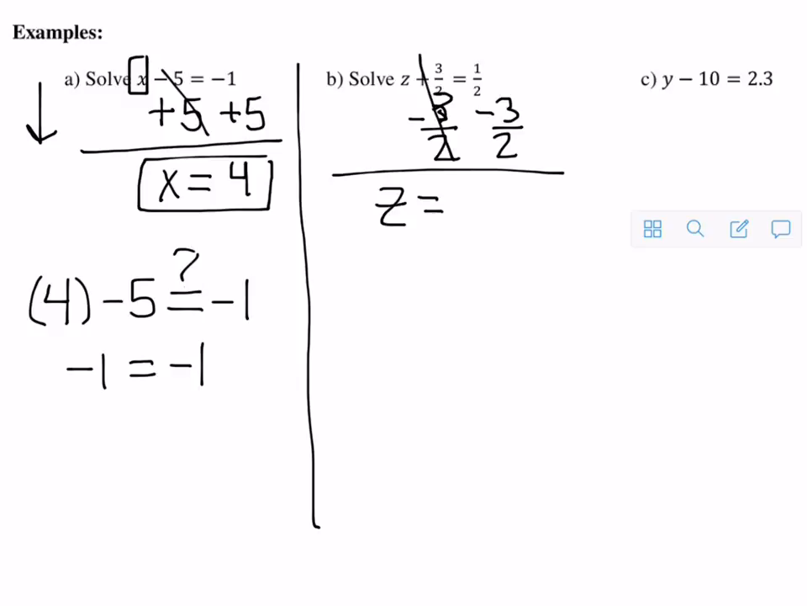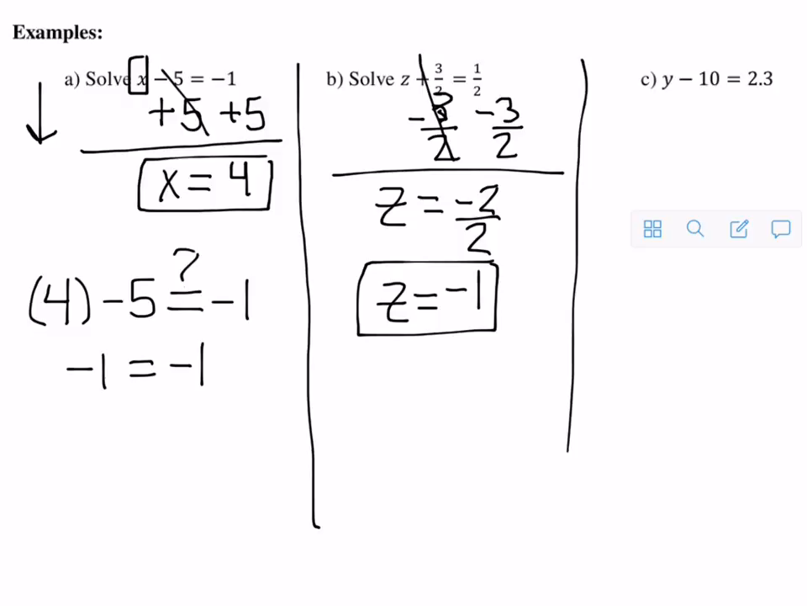Z equals, well, what is 1 half minus 3 halves? Back in our rational unit, we did these. This is positive 1 minus 3, or negative 2 over 2. So z equals negative 1. Okay. And our last one, let me erase that here.